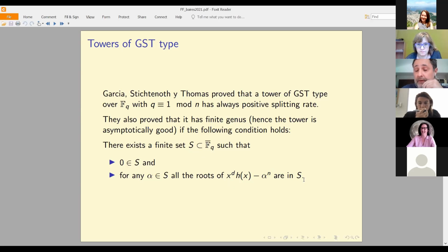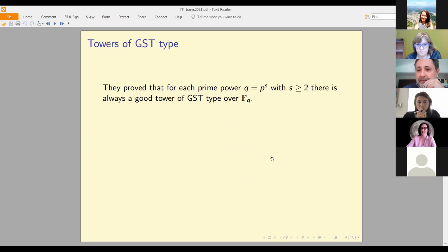Few examples were found, but suffice to say that many examples of this kind of tower are still unknown. But they proved a couple of examples, giving an example of a good tower over almost every finite field. That is the interesting point of this family. But you have to take the finite field with cardinality which is not a prime field, so it has to be like p^s with s bigger than or equal to 2.